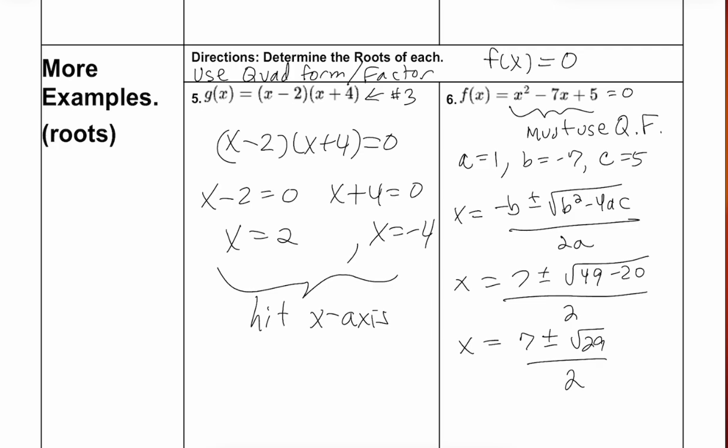So let's go over how we're going to do it one more time. This is the opposite of b, so that negative 7 becomes a positive 7. We're going to square the b, so that becomes a 49. Then negative 4 times a times c. I like to do that in my head. Negative 4 times 1 times 5 is negative 20. If it becomes a positive, put a plus between them.